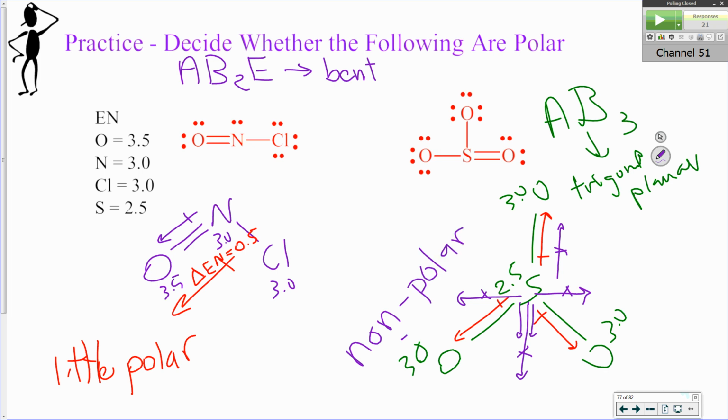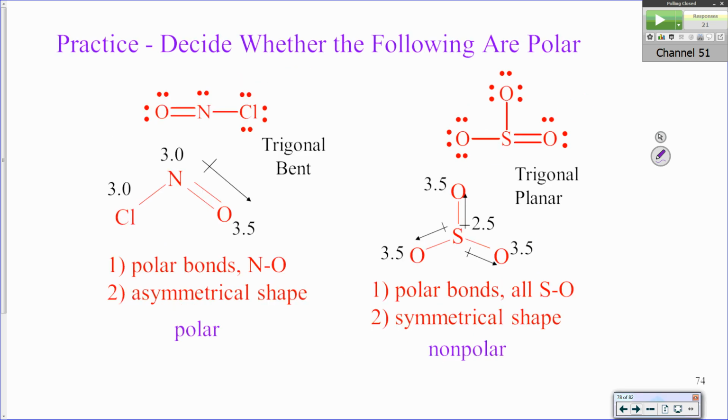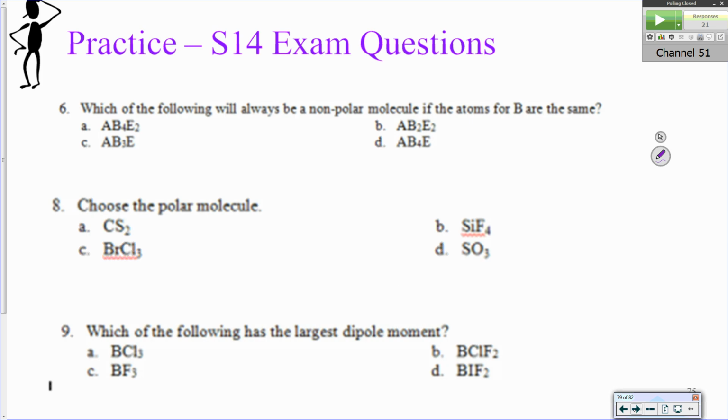And the way that's most easy to see is their symmetry. When you have symmetry, you result in a nonpolar molecule. All right, so there's the example.